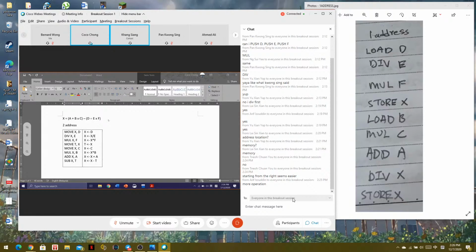So first I store D to X and then divide X by E. That means dividing D by E also. After that, multiply X with F. So it means the right part is completed. Okay. So, yeah, I store X to T.